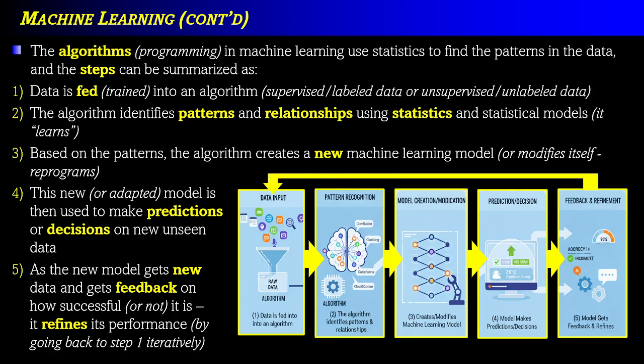And as the new model gets data and it gets the feedback on how successful or not successful it was, it refines its performance by going back to step one in an iterative looping process. Now, we're going to examine this in more detail throughout the course, but this is the general 5-step process of machine learning.